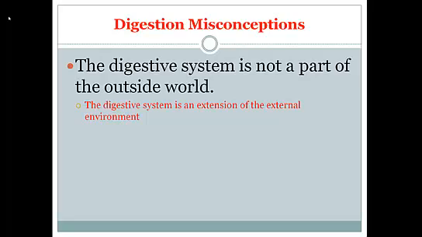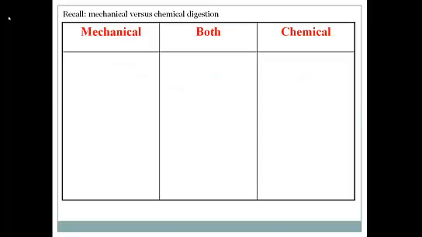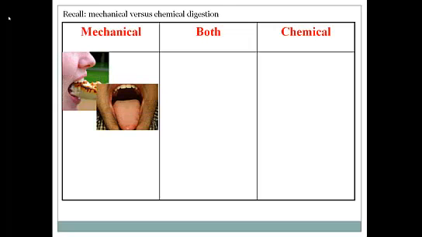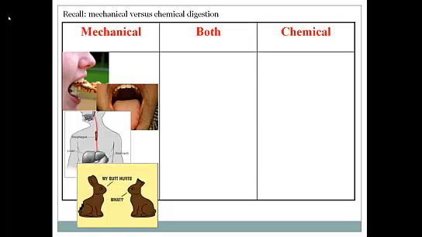There is a misconception that the digestive system isn't connected to the outside world. In reality, it's just an extension of the external environment we have. There are two different ways to break down food, mechanical and chemical. Mechanical being chewing or the use of muscles, even the muscles in your rear end.